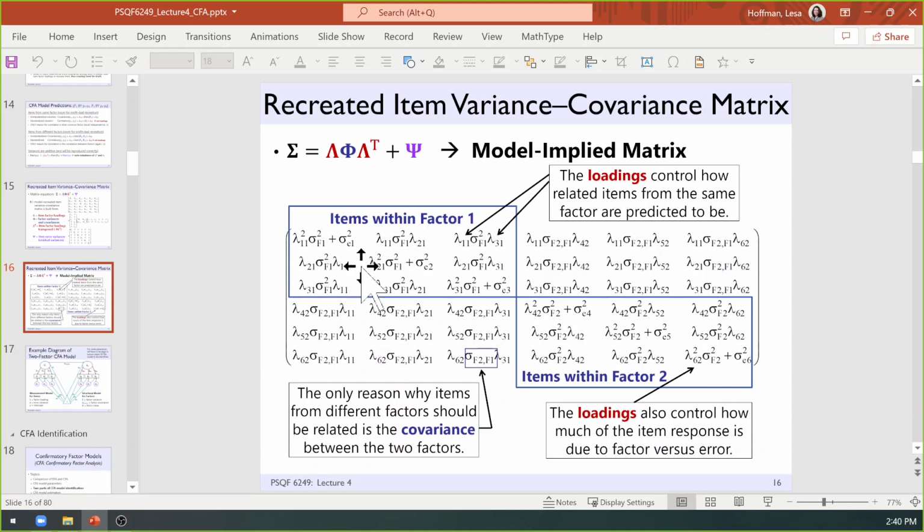And the same thing is true if we go all the way along the diagonal. We have the loading for the second item times the factor it measures plus its error, the loading for the third item times the variance of the factor it measures, and then if we go down here where the items measure factor 2, it's the same except it's the variance of factor 2 instead of factor 1 because they're on a different factor. So that's the diagonal. It's the contribution of the factor due to the loading plus whatever's left is error.